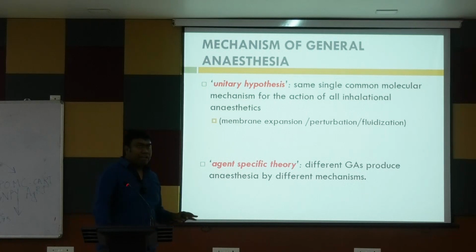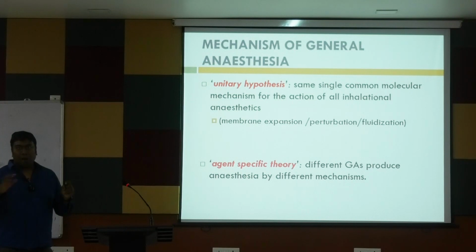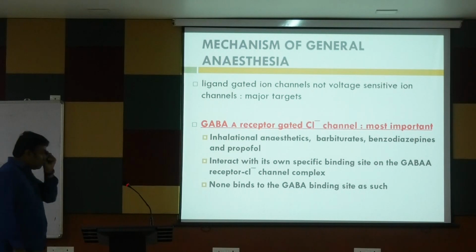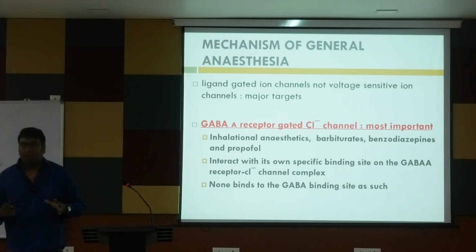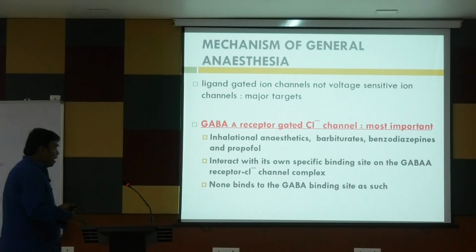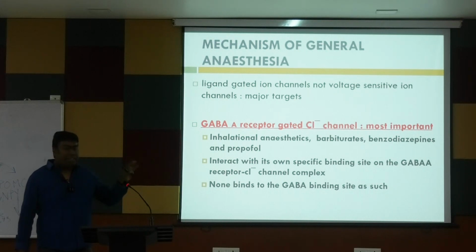There are two theories. One is the unitary theory and one is the agent specific theory. Nowadays we are more inclined to the agent specific theory. There are different mechanisms by which the general anesthetics produce these actions. What are their actions? Primarily, general anesthetics produce reversible loss of consciousness, reversible loss of sensation, reversible amnesia, and loss of reflexes. So GABA A receptor, which is chloride mediated.